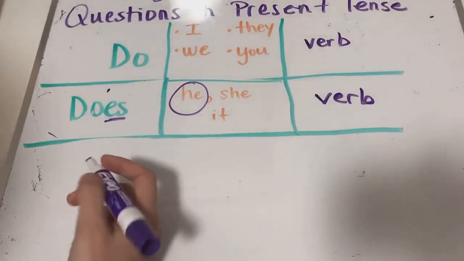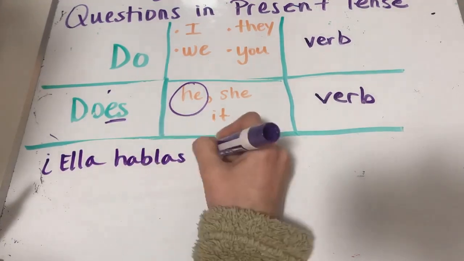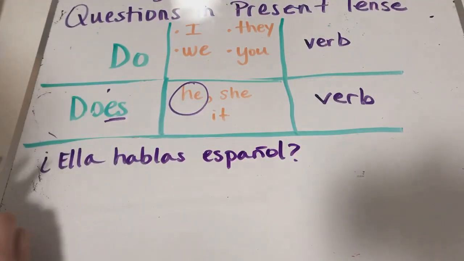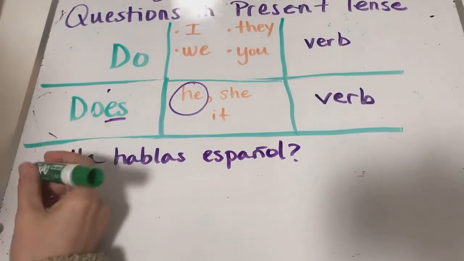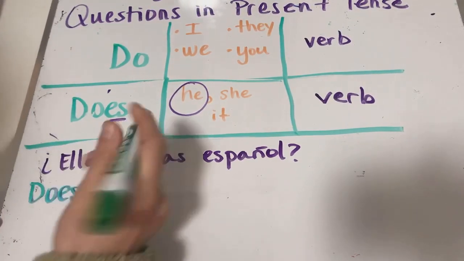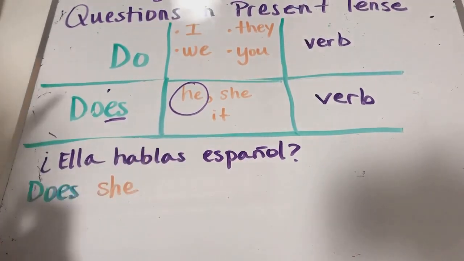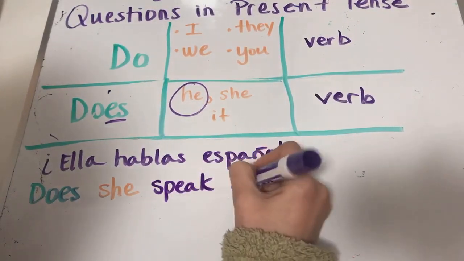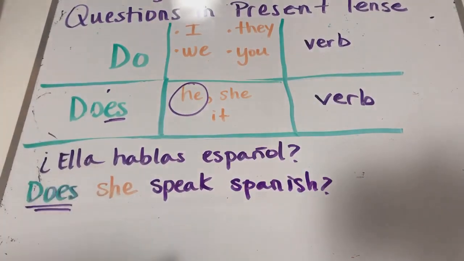Let's try to translate a sentence. We can say, ella habla español. Ella. So first we need to start with our question word. So we say, does ella, she, habla español, speak Spanish? Does she speak Spanish? So it's so important that we're using does to begin our sentence.